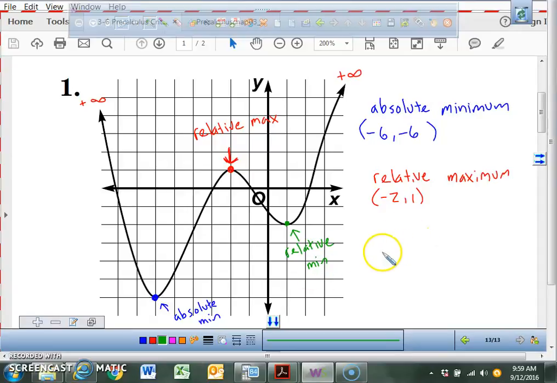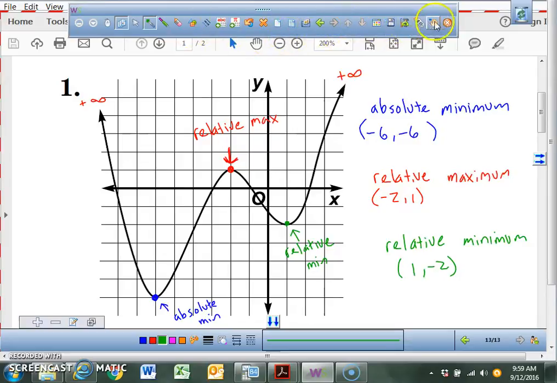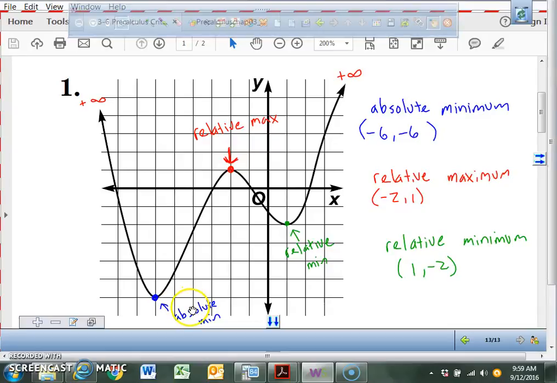So I don't understand the difference between relative and absolute. I'll try to explain it, okay? All right, so here we go. Relative minimum, it looks like it's at (1, -2). So I'm going to change over here, just follow the hand here, Liz, all right? So check this out. Here, this technically is the lowest point. The graph does not get lower than that. So that's why it's called the absolute.